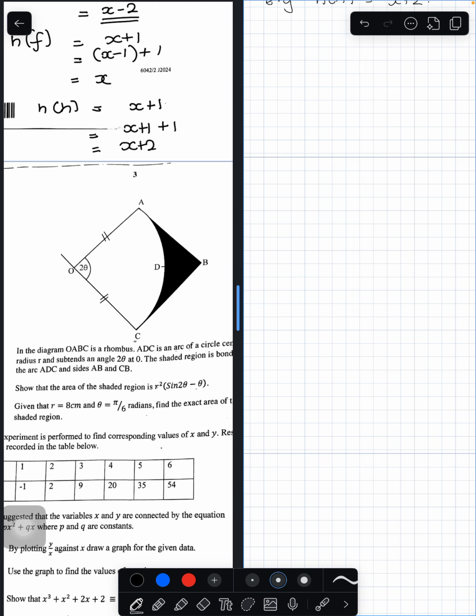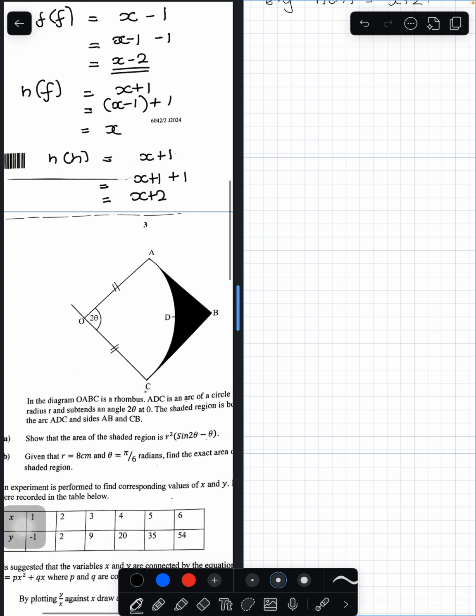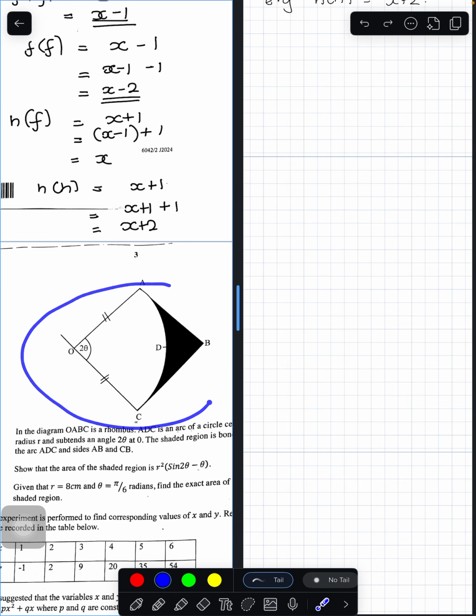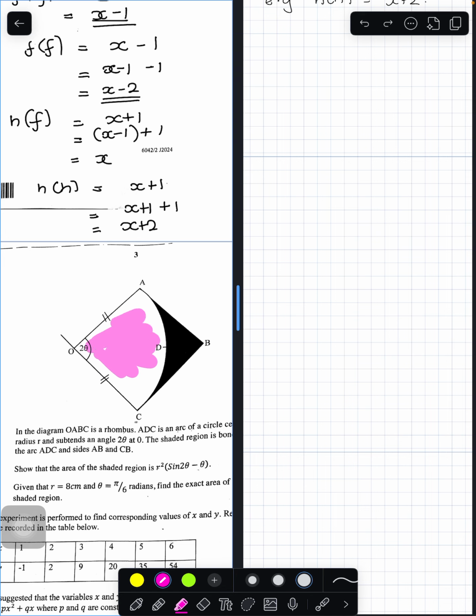We know the properties of a rhombus: the opposite angles are equal and all sides are equal. So how do you find the shaded region? We have to find the area of this whole shape, and then remove this area that I'm shading. This is the area that you want to remove. Let me just highlight it here for you. We want to remove all of that area.